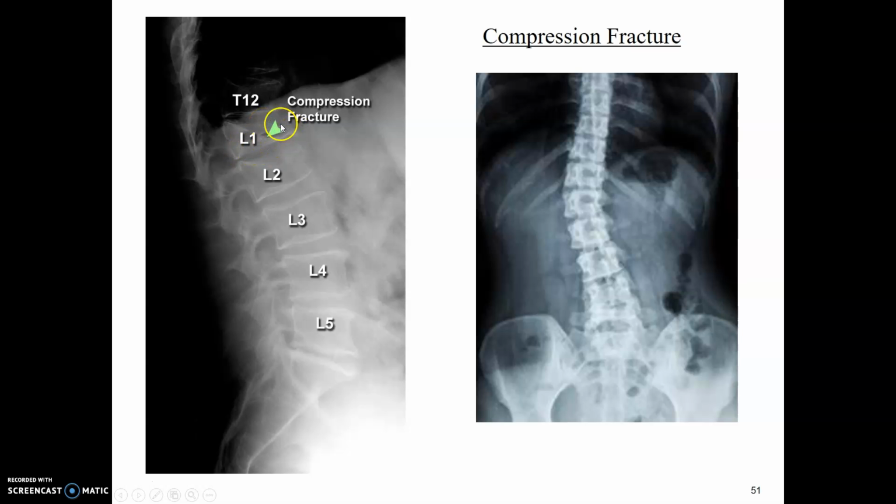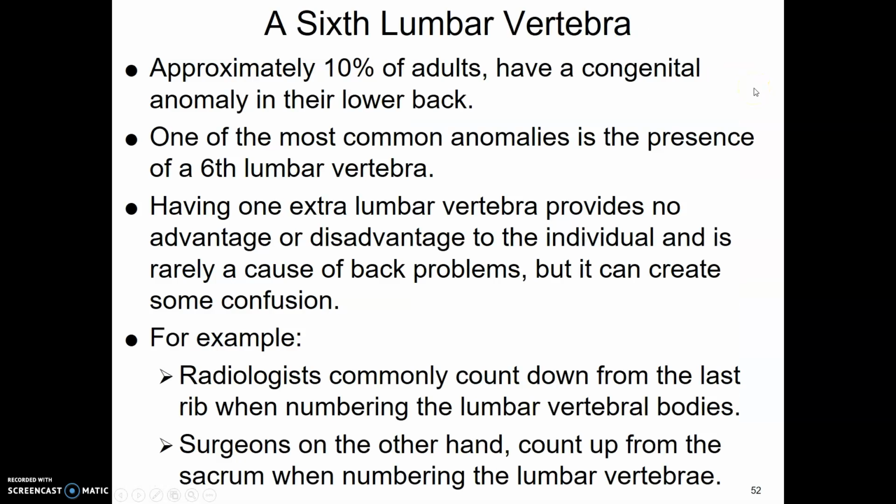You see how L1 is basically crushed here. L2 is getting a little squished itself. L3, 4, 5 are still the same height, but a compression fracture is basically a squished vertebra.